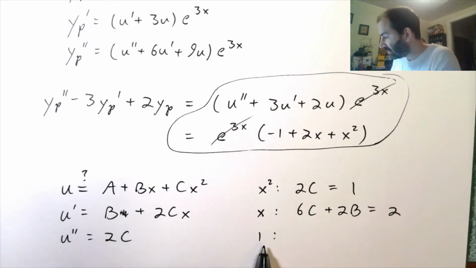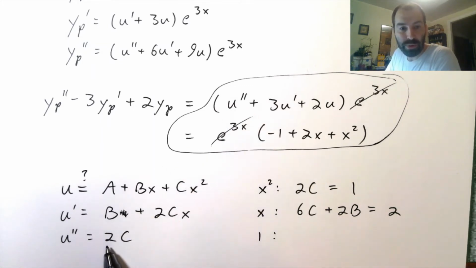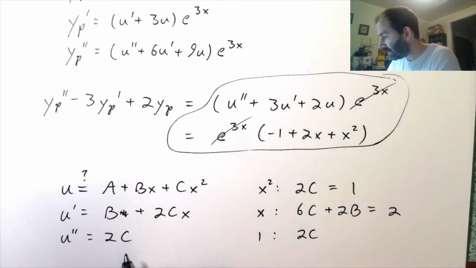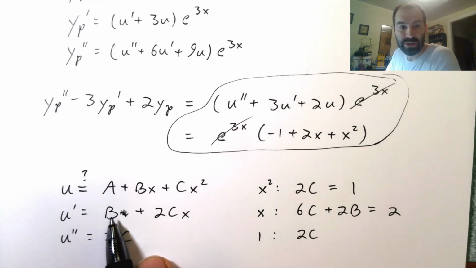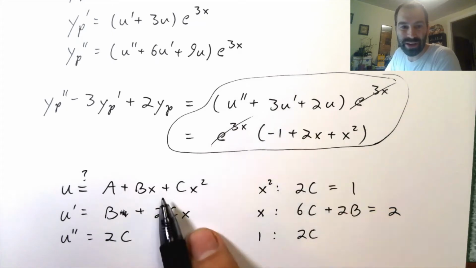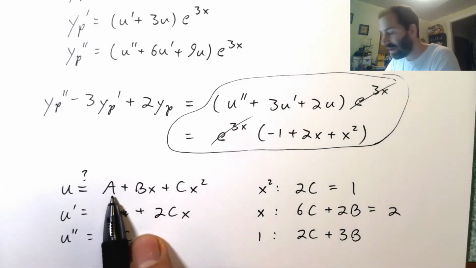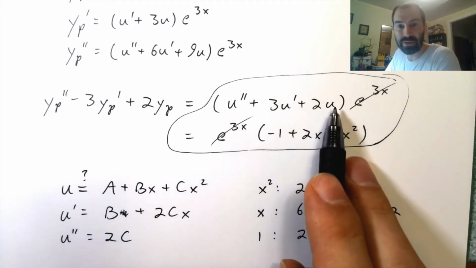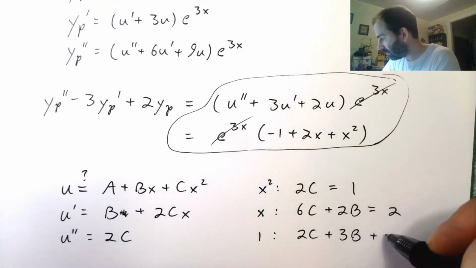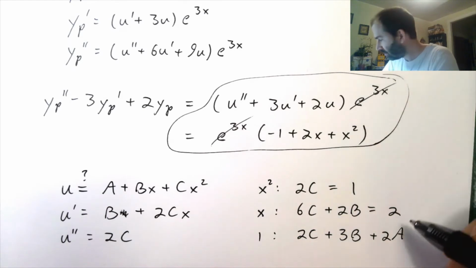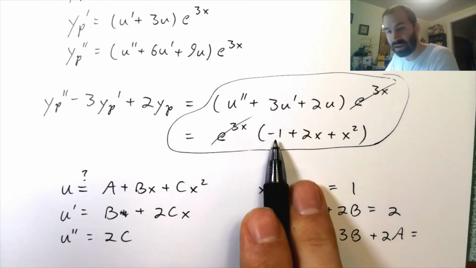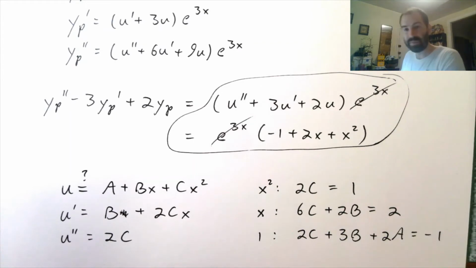Then I'm going to have my 0 degree terms, right? Well, I'm going to get 1 of them from u double prime. That's 2c. Sorry, u prime has a 0 degree term. It's b, right? And I'm going to have 3 times that. And then u has a 0 degree term. It's the a. So I'm going to have 2 times a. And that has to be equal to the 0 degree term over here. So that's my system of equations.